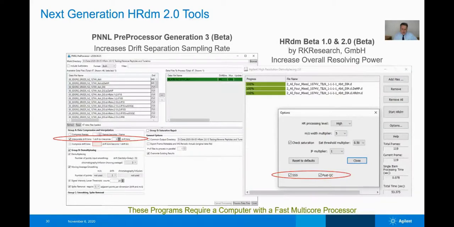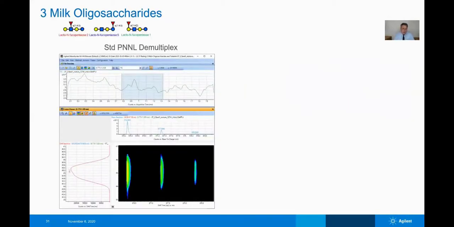Now, it's interesting to consider that the computer is actually becoming part of the analyzer in a way that's similar to how Fourier transform works, where the Fourier transform analysis gives us a high resolving power. In this case, the high resolution demultiplexing gives us the high resolving power. Let's look at a few examples here.